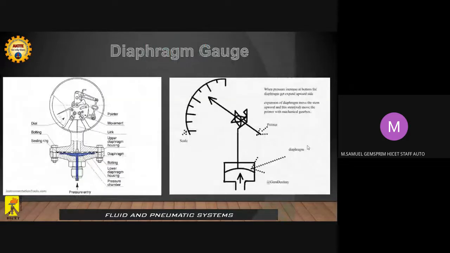So this is how a diaphragm gauge works. Here we have an animation along with the construction. Here we have a dial along with the bolting system and sealing. You can easily see the construction. The blue colored part is the diaphragm. When the air comes in, obviously it pressurizes the diaphragm, and the stem associated with it moves the needle in the dial. So this is how it functions.